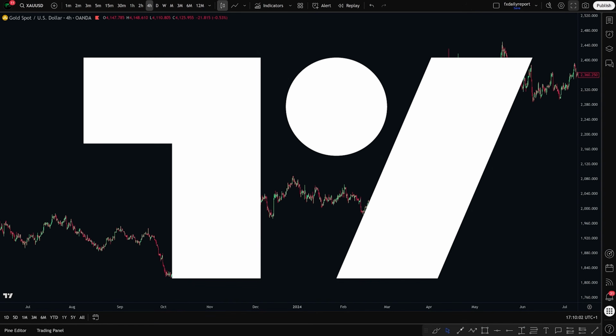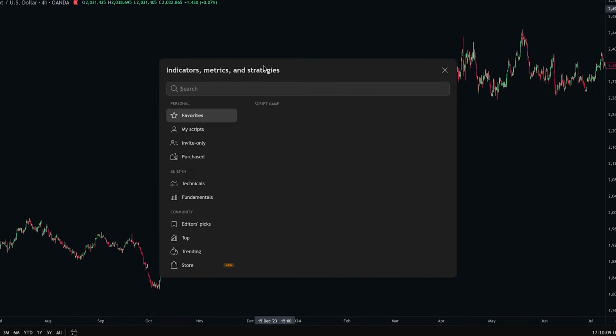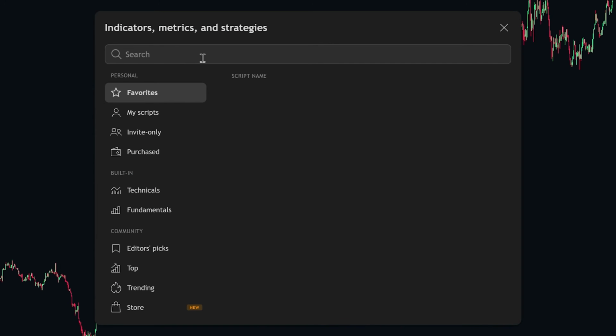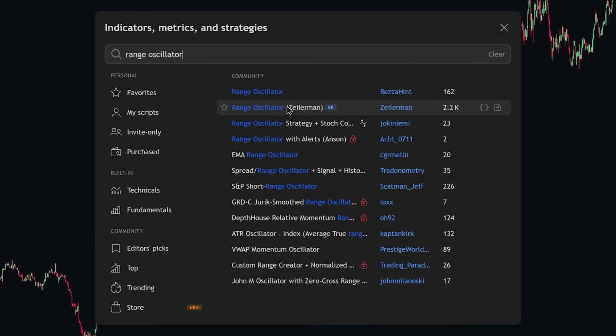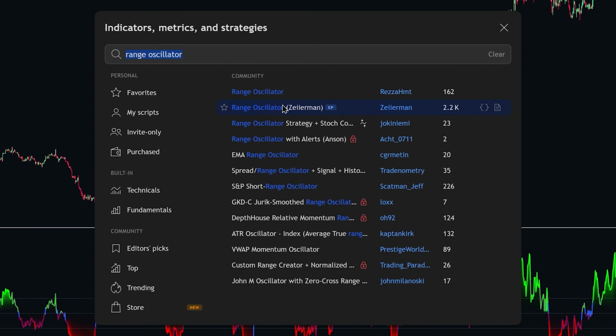First, open TradingView and click on the Indicators tab at the top of your chart. Next, type Range Oscillator into the search bar. Select the indicator by Zeiierman, and it will immediately load onto your chart with the default settings.